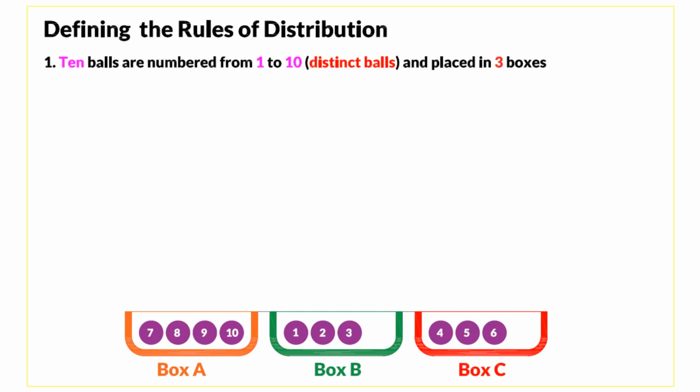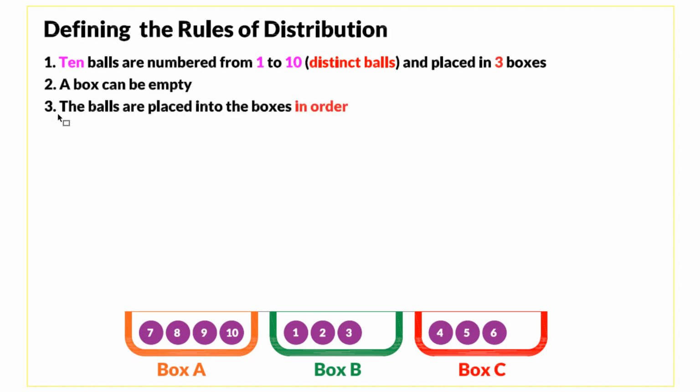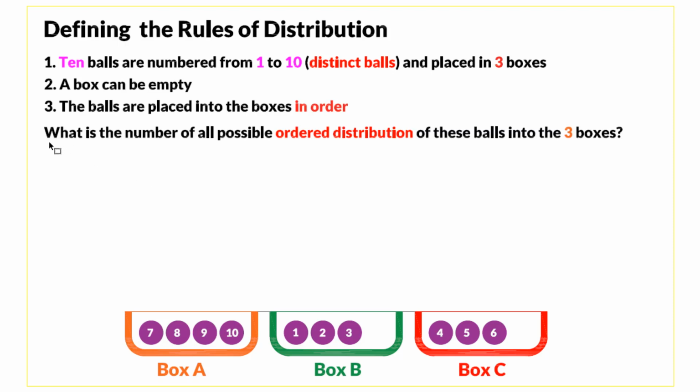Rule number 1, 10 balls are numbered from 1 to 10. So numbering from 1 to 10 means that these balls are distinct balls and placed in 3 boxes. Rule number 2, a box can be empty. Rule number 3, the balls are placed into the boxes in order. So we can see here the order 1, 2, 3, and the order in box C is 4, 5, 6. And the question is, what is the number of all possible order distribution of these balls into the 3 boxes?